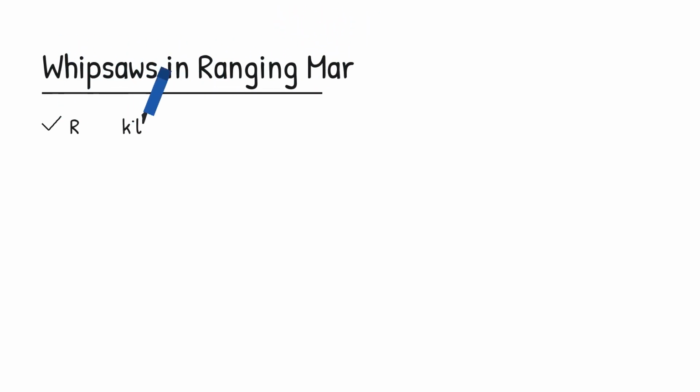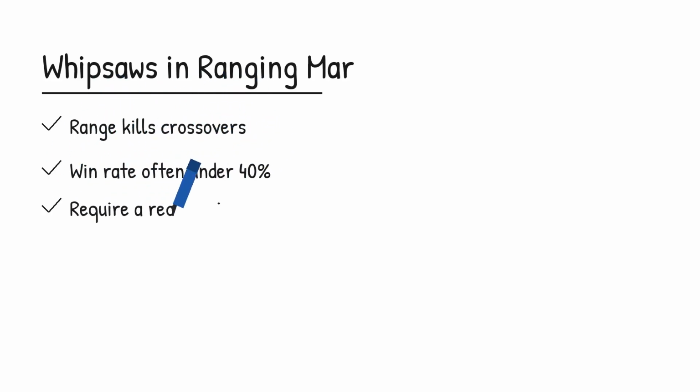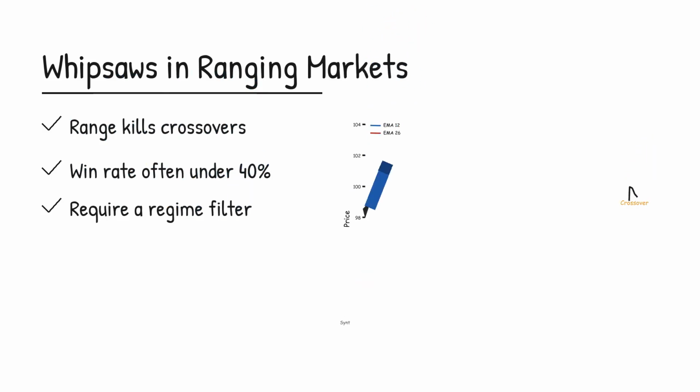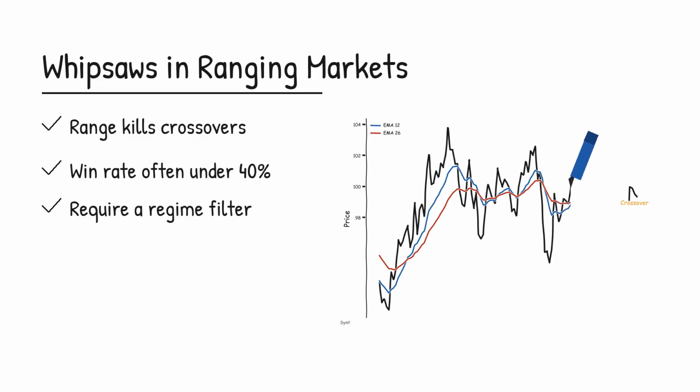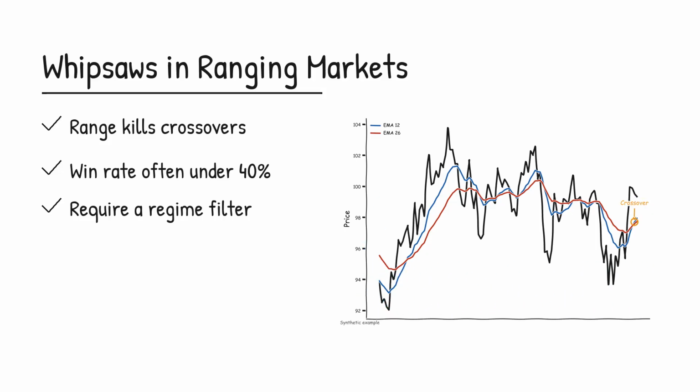The crossover's great weakness is range. When price oscillates inside a horizontal channel, the fast and slow averages cross repeatedly, generating a string of small losses called whipsaws. Backtests of naive crossover systems often show win rates near 35% for exactly this reason. You need a regime filter. The simplest is ADX above 20, which says a trend exists. Another is to require price to be a meaningful distance from the slow average before acting. No filter, no edge.